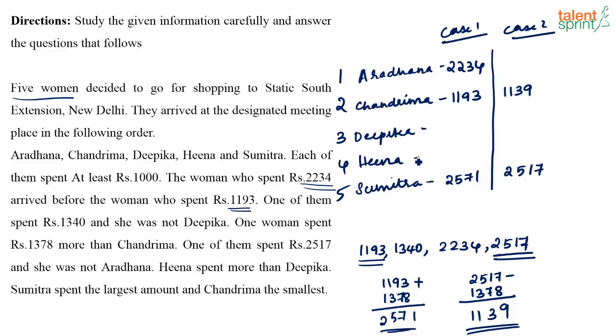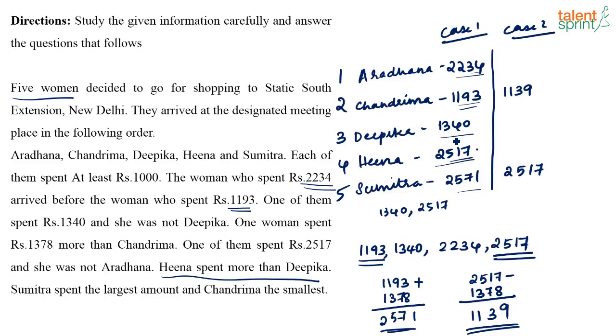Now next I need to find out what Deepika and Hina spent. So here in this case I have used 2571, that is the new number that I found out. 2234 I have used, 1193 I have used. The amounts that I am left with are 1340 and 2517. So what should it be? This has to be 1340 and this has to be 2517. How do I say that? See, they have given here that Hina spent more than Deepika. So to satisfy that, this has to be 1340 and this has to be 2517.